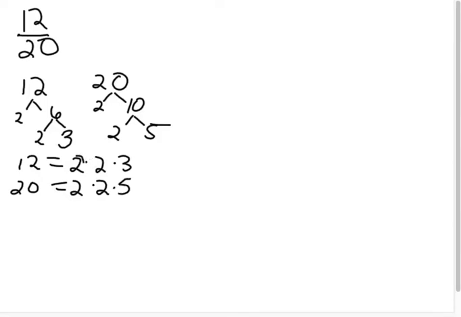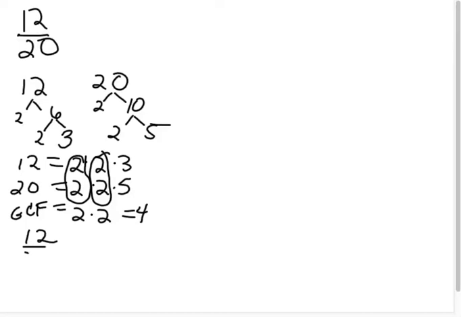And I can circle these. It's the circling that's kind of tough for me. And I can say that the greatest common factor equals 2 times 2, which equals 4. So now when I take 12 over 20, I can divide both the numerator and the denominator by 4. So I'm dividing by 1. I divide by 4 over 4, and I get 3/5.